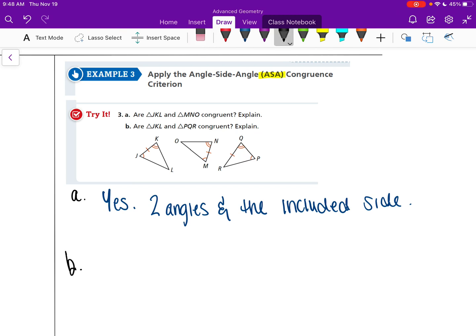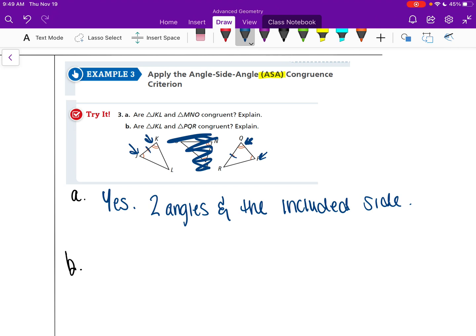I bet part B uses this triangle, so let me uncover it. Let's see about B. Are JKL and PQR congruent? So we're not using this middle dude. Let's look at them. JKL we had already looked at, and we know that it has 2 angles and an included side. But let's look at PQR. PQR does have 2 angles that we know are congruent to these 2 angles, but it's telling us that this side is congruent.